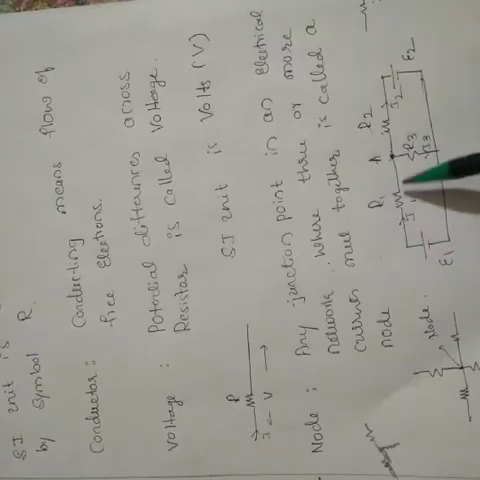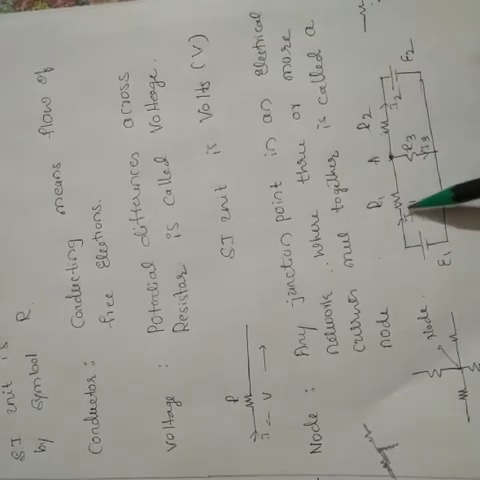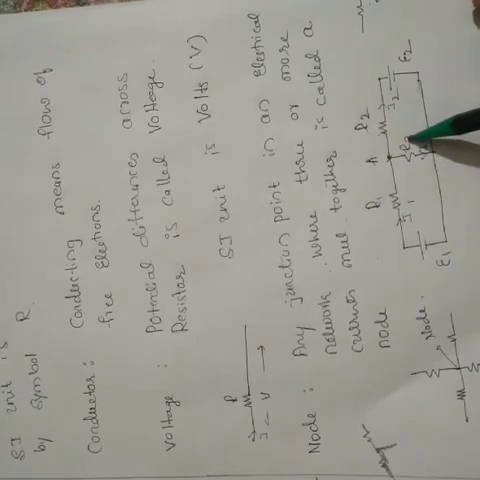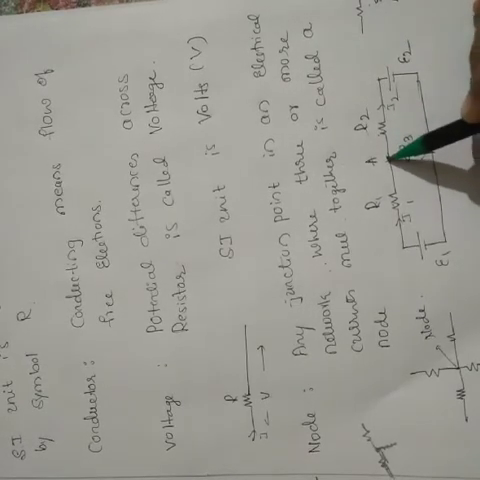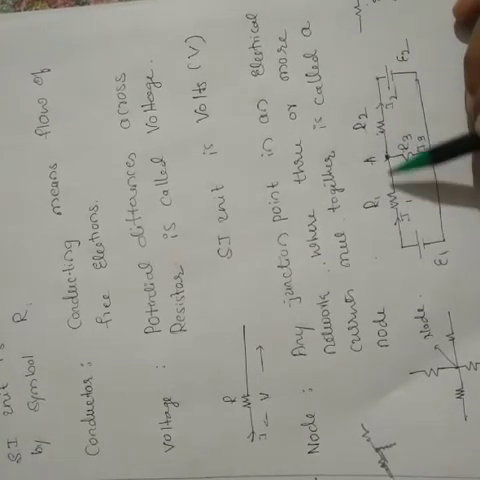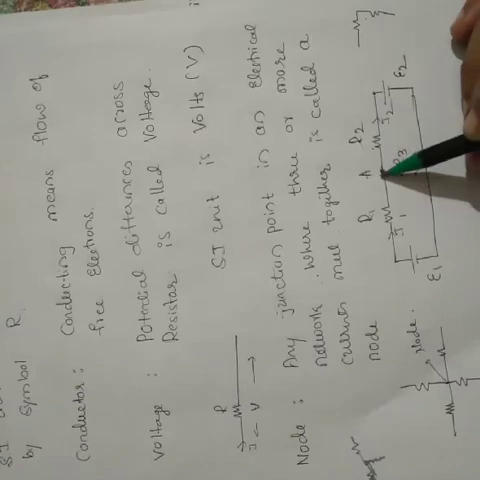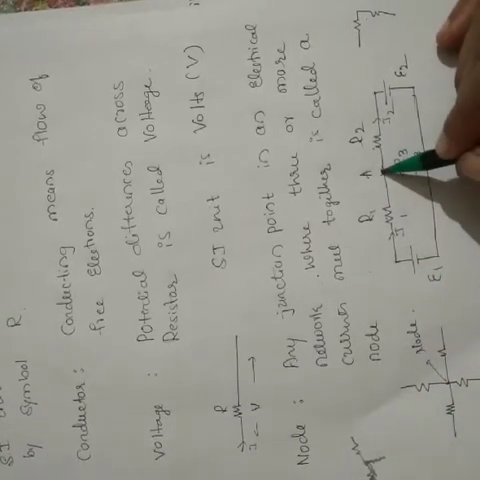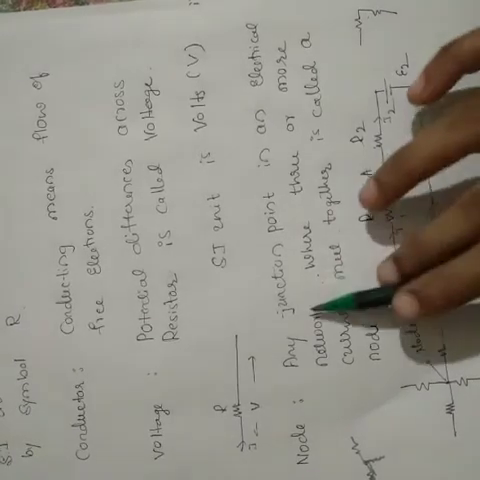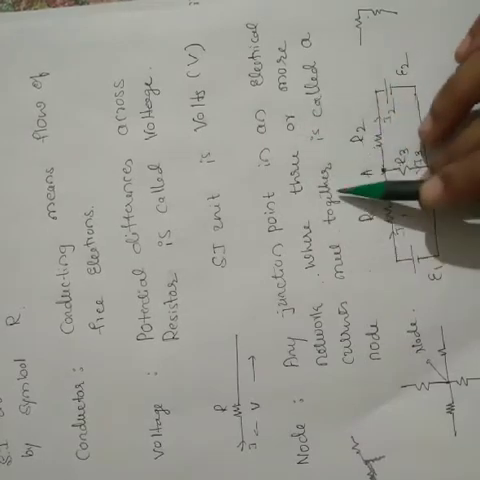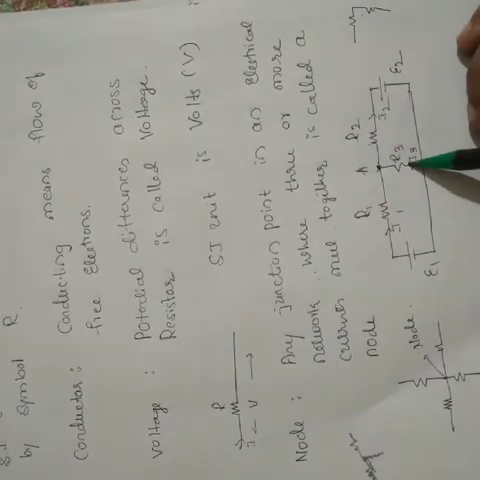For example, this is one branch having R1 resistance, the second branch R2, the third branch R3. These are meeting together at one point. This is called node A. Three wires are meeting together at one point, and it is called a node, or a junction point. Node means any junction point in an electrical network where three or more currents meet together. This is the seventh definition.